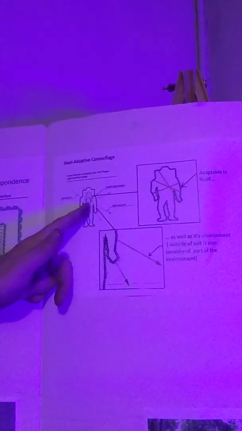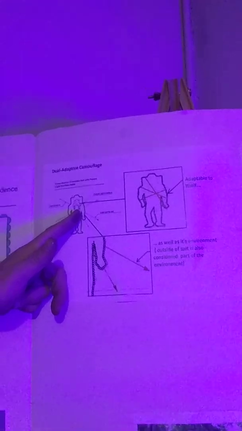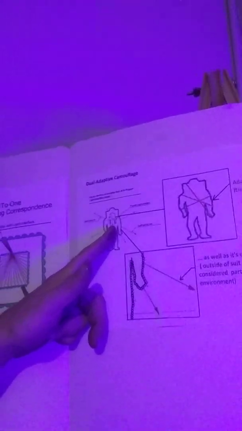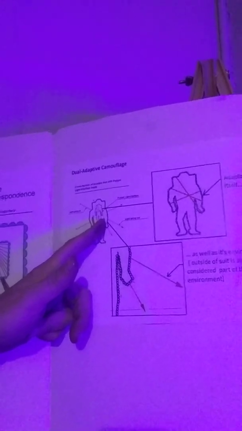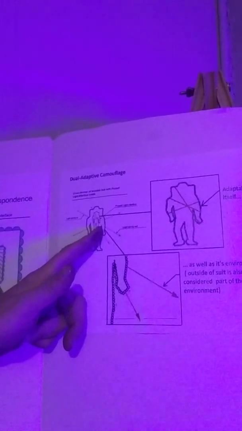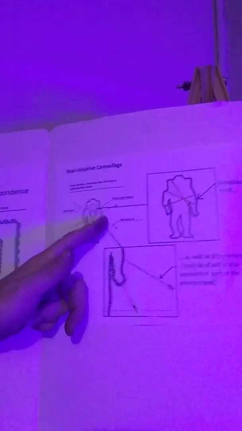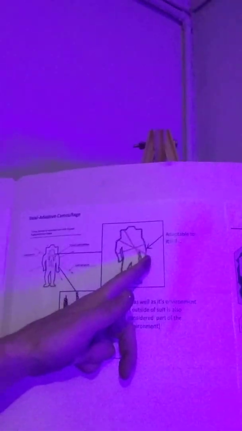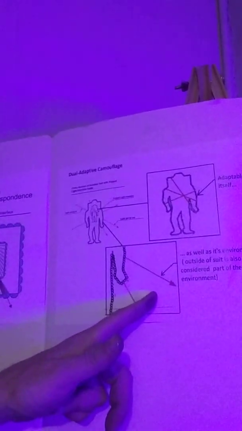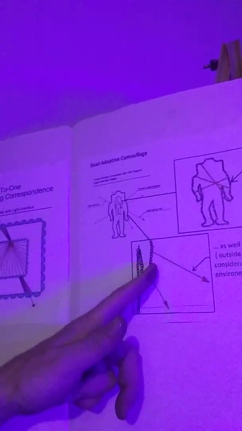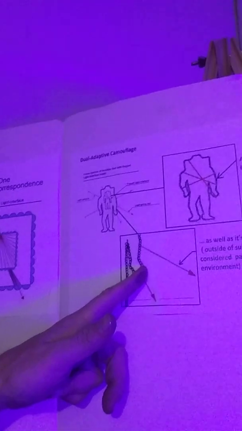But the puppet light interface is what makes dual adaptive camouflage possible. It's adaptable to itself, and it's adaptable to the outside environment, and the suit is considered part of the outside environment.